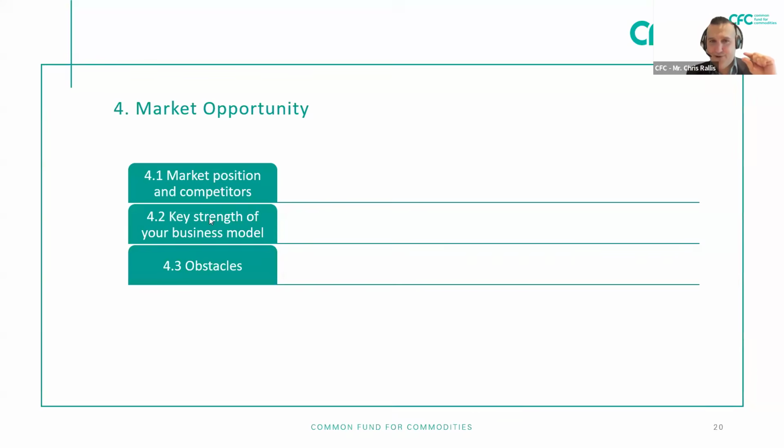Also, very important, here is where we find the social impact that the CFC is looking for. So basically impact to smallholder farmers. So try to be clear here and put as much information as possible. The last section of this chapter, 4.3, obstacles. Every company has some obstacles. Please write them down here so that we can understand the potential constraints that you might have and also adapt to your needs. Reminder, all our facilities are tailor made to the needs of our investees.